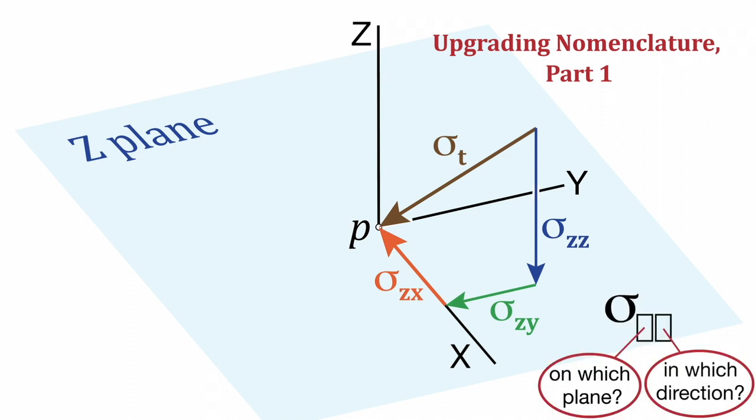So here's a little helper. The first subscript tells you which plane we're working on, and the second subscript tells you which direction we're working. We have a different expression of the equation that we have already looked at. Sigma t is equal to the normal stress acting on the z-plane in the z direction, and two shear stresses, one that's acting on the z-plane in the y direction and one that's acting on the z-plane in the x direction.